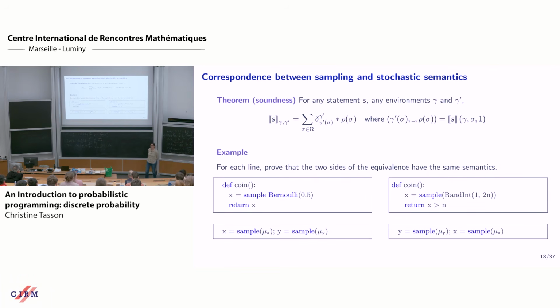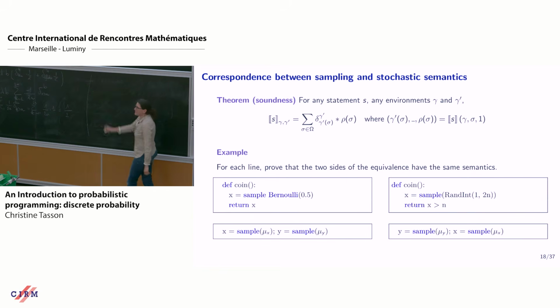Okay, the answer is easy. Some of all pairs in the sample space? Oh, no. I want to use the sampling semantics. It's far more easy.